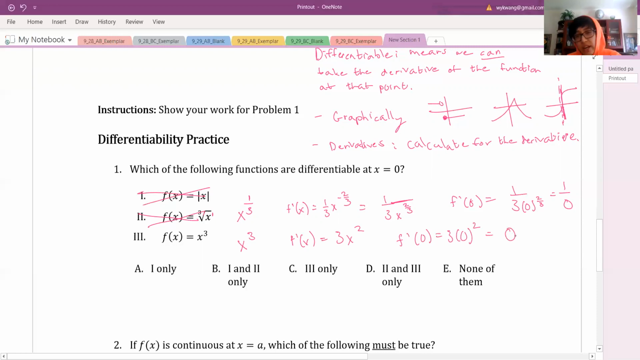Well, 0 is actually a number that exists, right? That's not impossible. So that's totally fine. It could be 0. It just can't be 1/0 because that number isn't real. So this one does exist. So the answer is going to be C, 3 only.